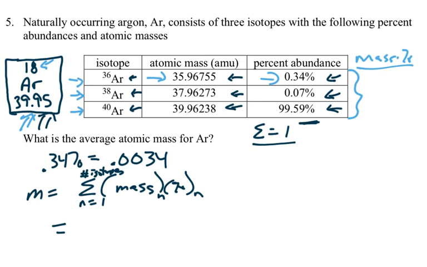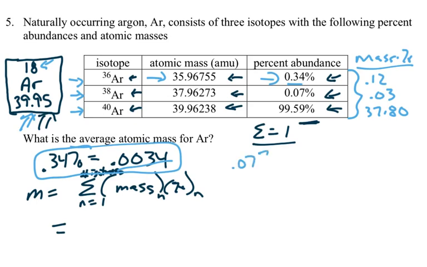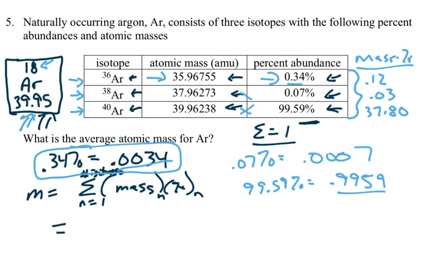If you do that, you're going to end up with 0.12. In this case, you're going to get 0.03. In this case, you're going to get 37.80. Remember, for all your percentages, you have to do this. So don't multiply by 0.34, multiply by 0.0034. And multiply by 0.07% equals 0.0007. 99.59% equals 0.9959. So multiply those out, they equal this.